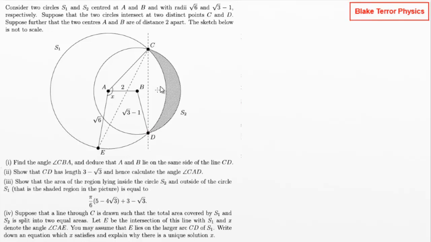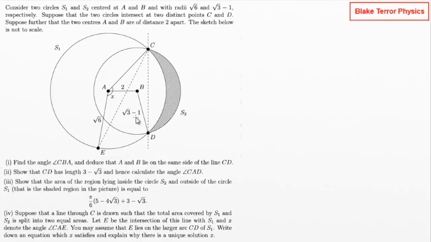This is another one of these ones where it's useful to look at these pictures like they're actually moving. E is a mobile point. This is not just a fixed diagram. You may assume that E lies on the larger arc CD of S1. So we're moving E from D round to C, or from C round to D, whichever way you want to look at it. It looks to me as though it's moving clockwise from D round to C, but it's all the same. Write down an equation which X satisfies.